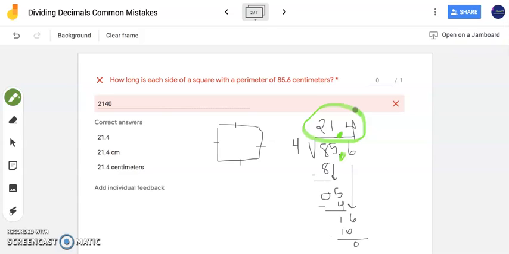Okay, once you start doing your division, that's great, but once you find your quotient, you need to ask yourself, well, is there a decimal point now in my dividend? Where am I including that in my final answer? So your final answer is 21 and 4/10, 21 and 4/10 centimeters, as you can see here, for all the correct options as an answer choice here.